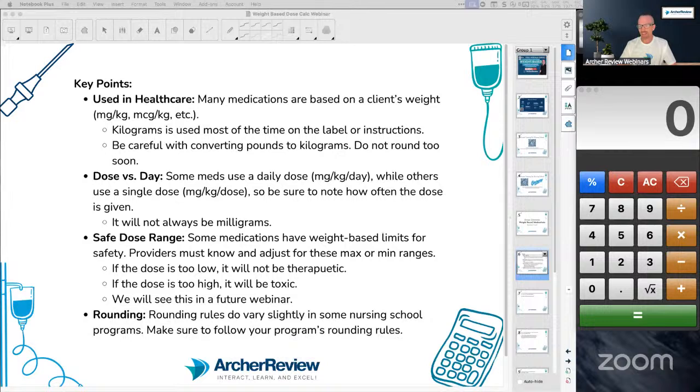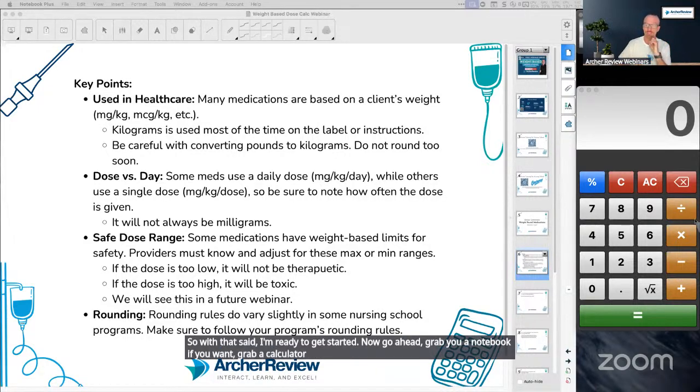So, with that said, I'm ready to get started. Now, go ahead, grab a notebook if you want, grab a calculator, because I'm going to show you a fantastic calculator shortcut to handle the craziest dose calc problems. And we're going to see some crazy ones today, I promise you.